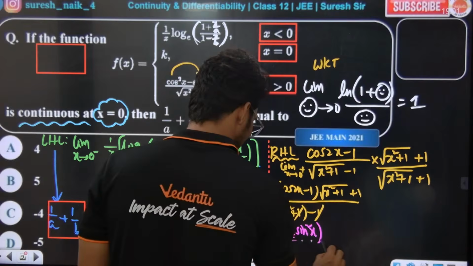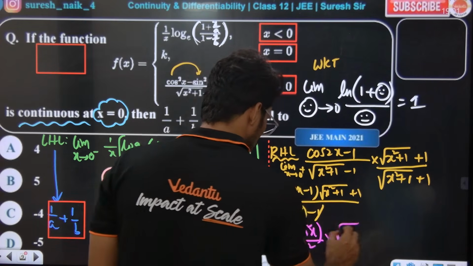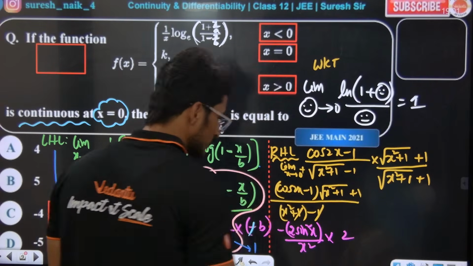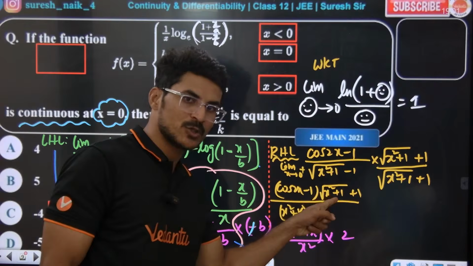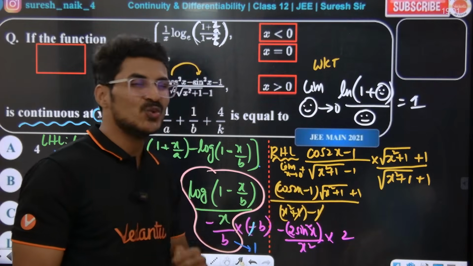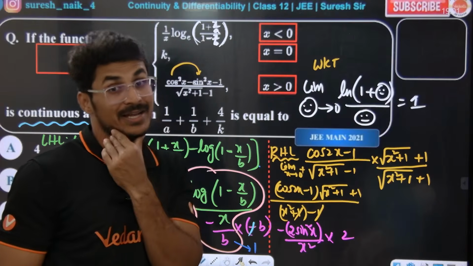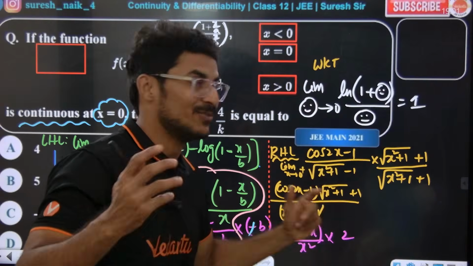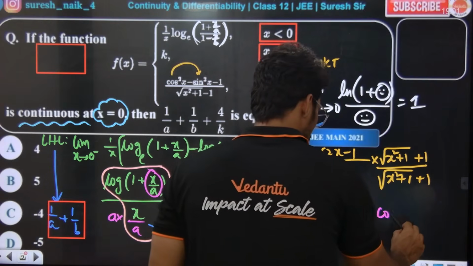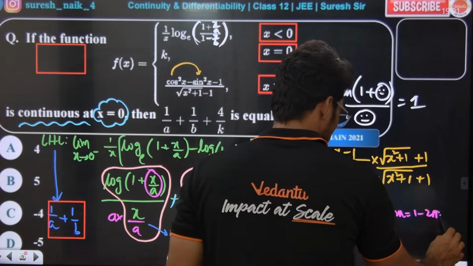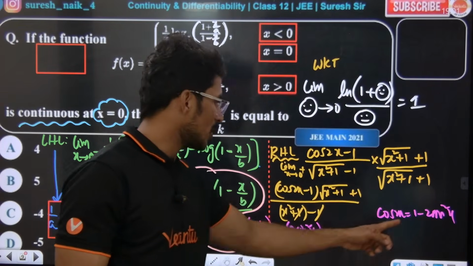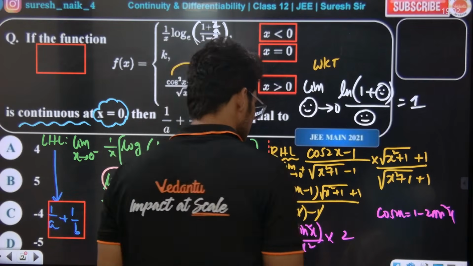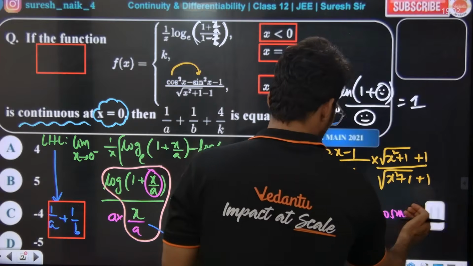Listen to the class. Putting x value 0 here, it is 1 plus 1, 2. Are you getting the point? Sir, how does cos 2x minus 1 become minus 2 sin square x? You need the trigonometry formula for this to work. Cos 2x can be written as 1 minus 2 sin square x. What I have is cos 2x minus 1, so I'm writing minus 2 sin square x. Understood? Yes or no? Are you getting the point or not?